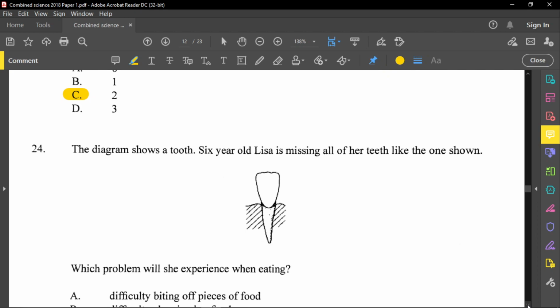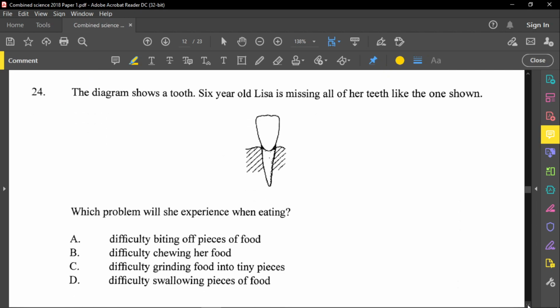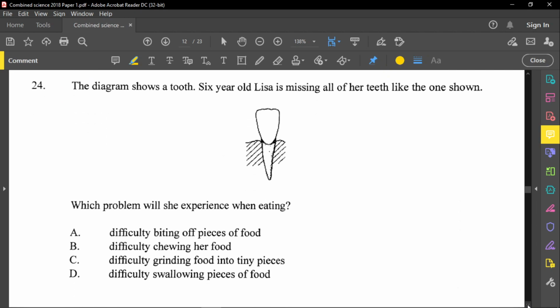You need to remember, first and foremost, what the function of the incisor teeth is. The incisor teeth are generally called the biting teeth, as a matter of fact. That's the name for it. So she will have difficulty biting a piece of food. So A will be your answer.